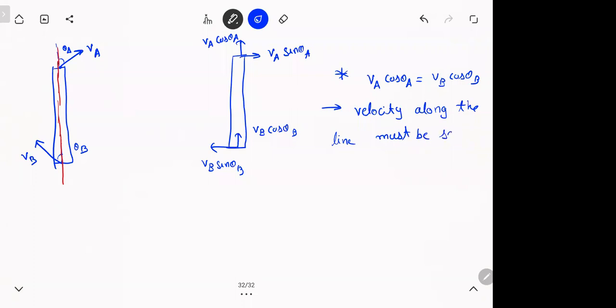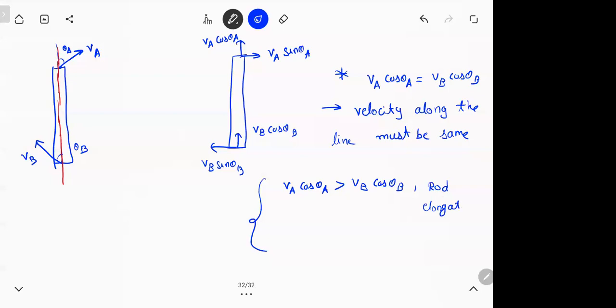Why? Suppose VA cos theta A is greater than VB cos theta B. Means what? This point is going faster than that point, no? A is going faster than B, then what will happen? The rod will elongate.